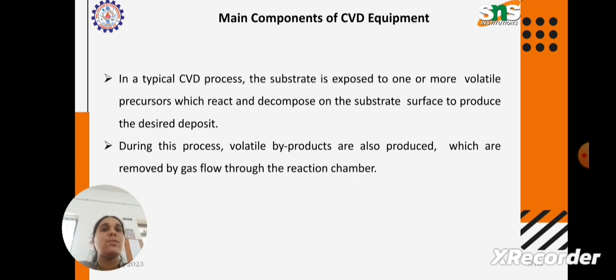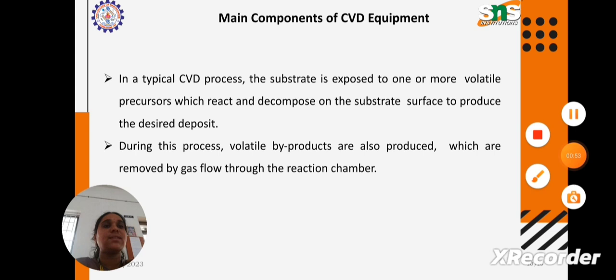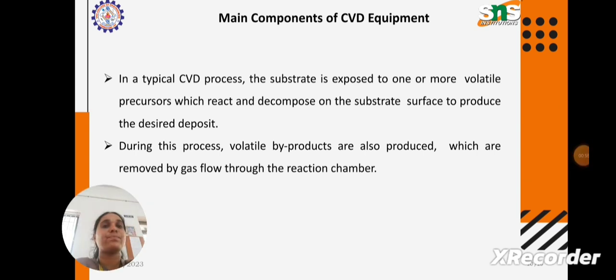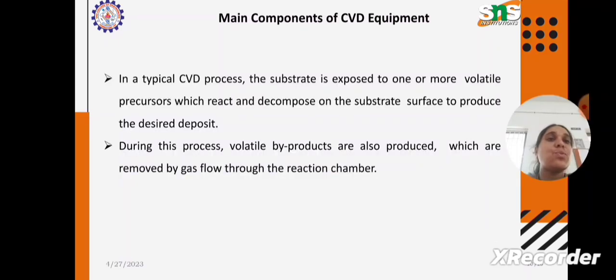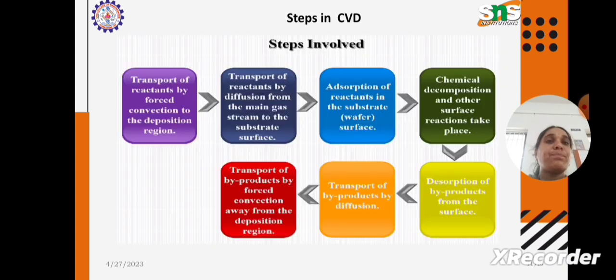In a typical CVD process, the substrate is exposed to one or more volatile precursors which react and decompose on the substrate surface to produce the desired deposit. During this process, volatile byproducts are also produced, which are removed by gas flow through the reaction chamber. These are the steps involved in the CVD process.